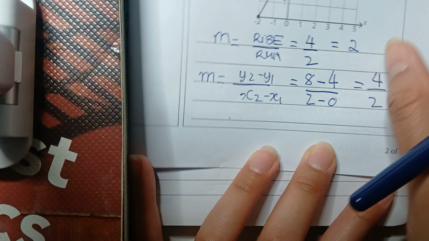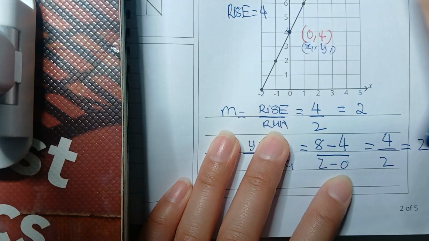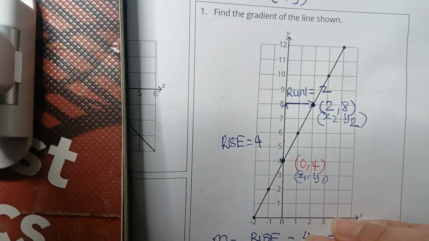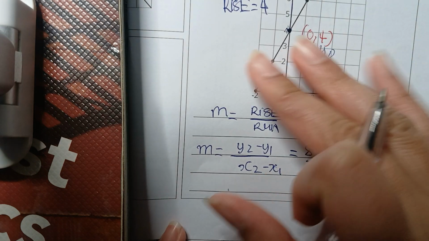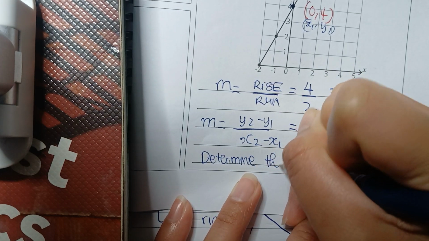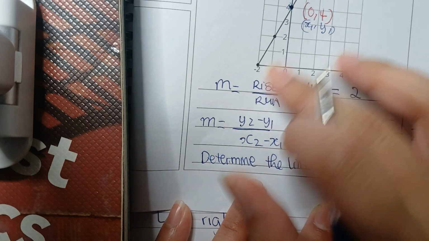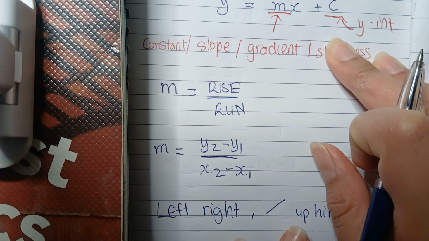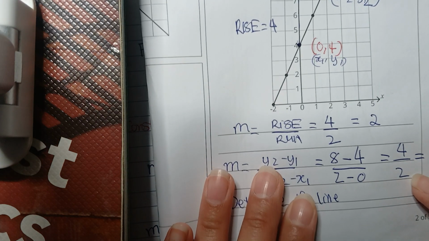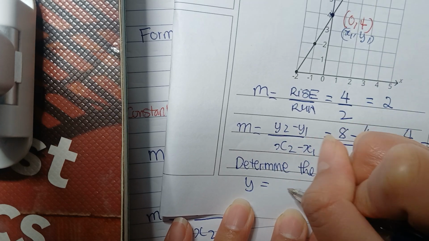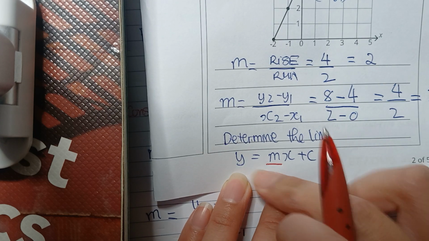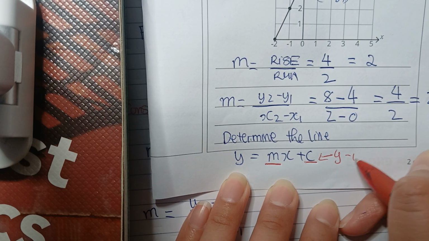And there's one thing I want to point out to you. If they ask you to determine the line, which I'm going to go through in class next week, just so you know, they're going to ask you to determine the equation of the line. Always remember the equation of a straight line is y equal to mx plus c. In order to determine the equation, you need to look for m and look for c. What is c? The y-intercept, right?